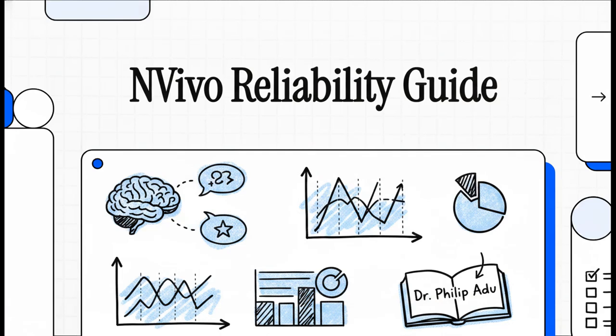Today, we are tackling a major hurdle that trips up so many qualitative researchers, and that is NVivo's coding comparison query. Honestly, if you've ever found yourself just staring at a massive wall of reliability statistics, wondering what they actually mean for your research, well, you're in exactly the right place. We are going to completely demystify these numbers, using some fantastic insights from Dr. Philip Adu, to make sure you know exactly how to measure and confidently report your coding consistency.